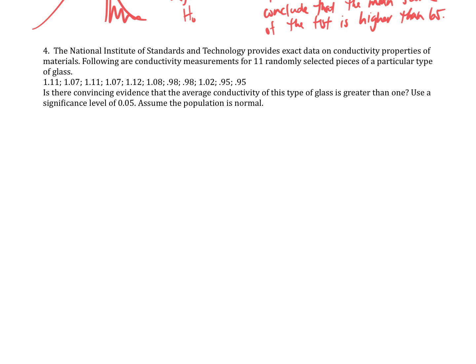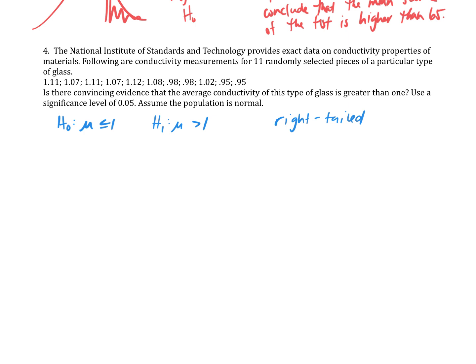Okay, so what is H0? H0, not H1. H0 is mu is less than or equal to 1. H1 is mu is greater than 1, so this is right-tailed.